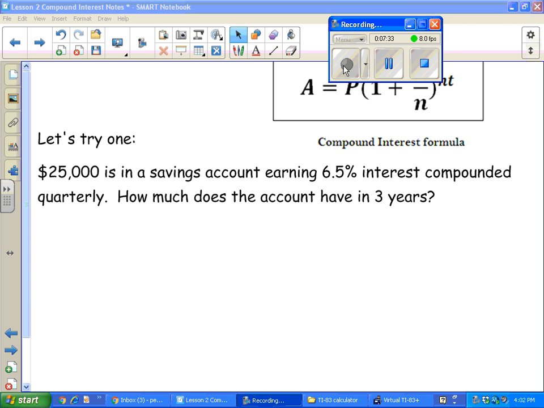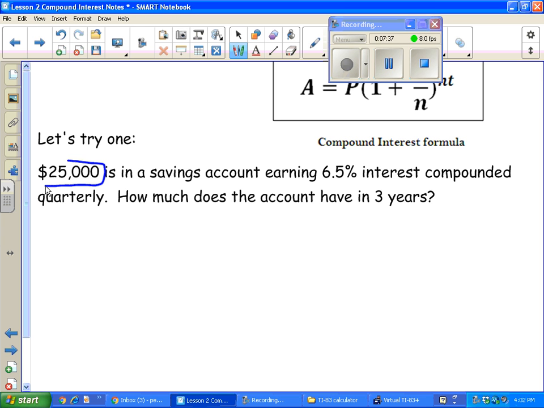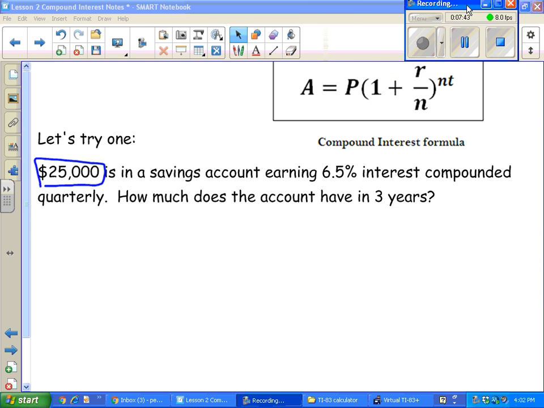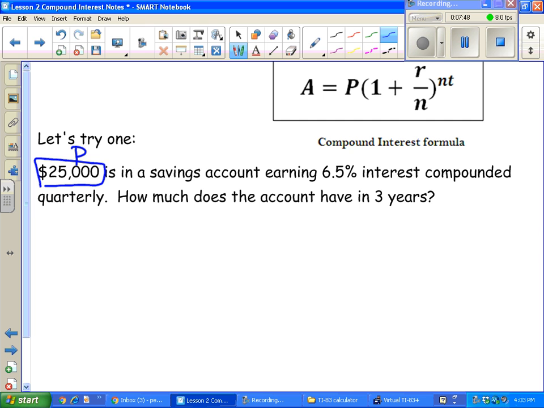Try one. All right, as we read the problem, $25,000. If we're trying to identify that, is that a P, a 1, no, not a 1, P, a R, an N, or a T? That is my P. That is my principal starting amount. $25,000 in a savings account earning 6.5% interest. That is my rate. So I'm going to have to use that as my R.